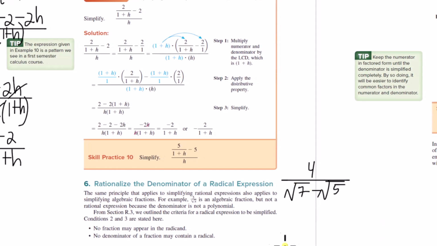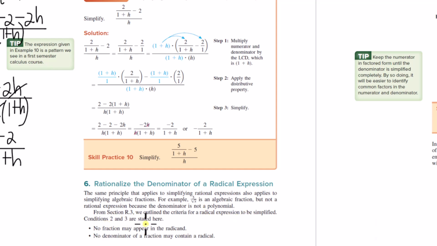you know, yeah, there's a radical in the denominator, but it's a little bit different, right? It's not a single radical. Okay. The same principle that applies to simplifying rational expressions also applies to simplifying algebraic fractions. For example, 5 over root x is an algebraic fraction, but not a rational expression because the denominator is not a polynomial. Okay, from section R.3, we outline the criteria for a radical expression to be simplified.